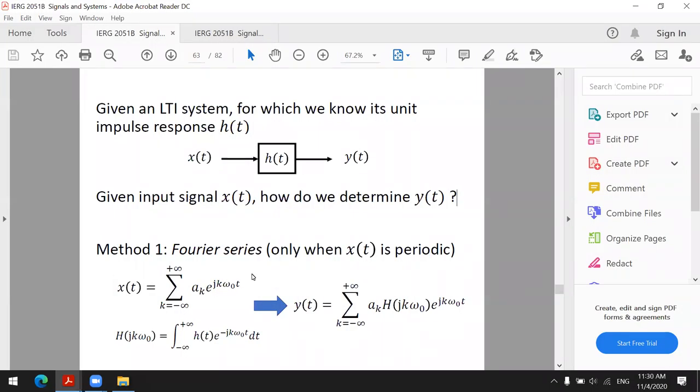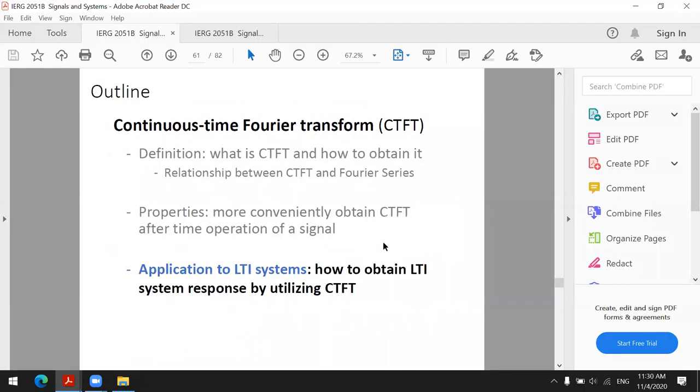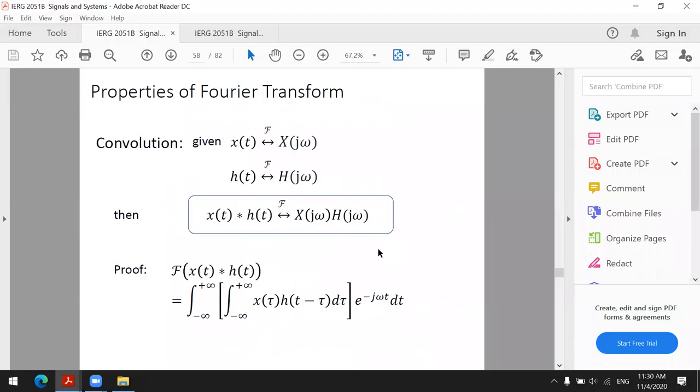Okay, let's start our lecture. Last lecture, we learned some properties of the continuous time Fourier transform. And the last property we learned is convolution, which means if we have two signals, convolution in the time domain, then its Fourier transform is just the pointwise multiplication in the frequency domain.